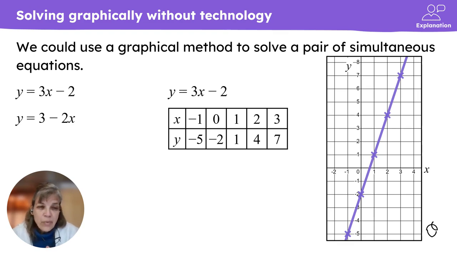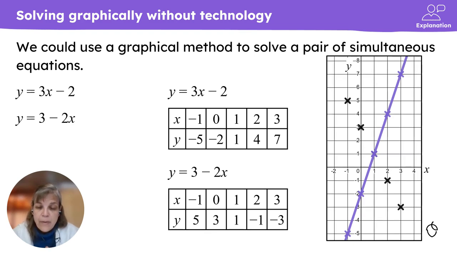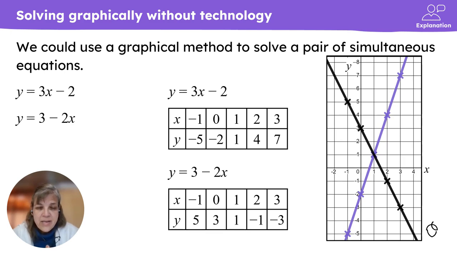If we made a table of values again for the second equation, remember, okay, if x is 0, then put it into the equation, y would be 3. If x is 1, y would be 3 minus 2, which is 1. Okay, so we fill those in, then we plot the points, connect the points, and we've graphed both lines.